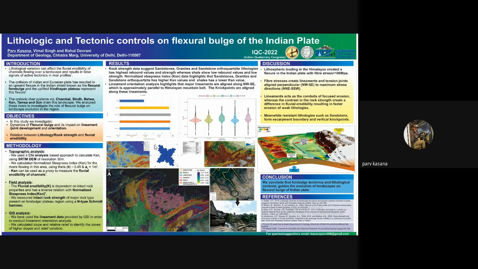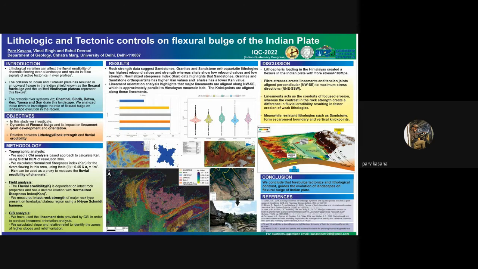Starting with the basics, the docking of the Indian-Eurasian plate and subduction of the Indian plate has resulted in the formation of a large-scale flexure on the Indian-ward side of the Indian plate, and that uplifted region is known as the flexural bulge. Various authors have highlighted the Vindhyan Plateau as the representation of this particular flexure. Basically, there are 6 major cratonic river systems which flow over this region, which are the Chambal, Sindh, Betwa, Ken, Tamsa, and so on.